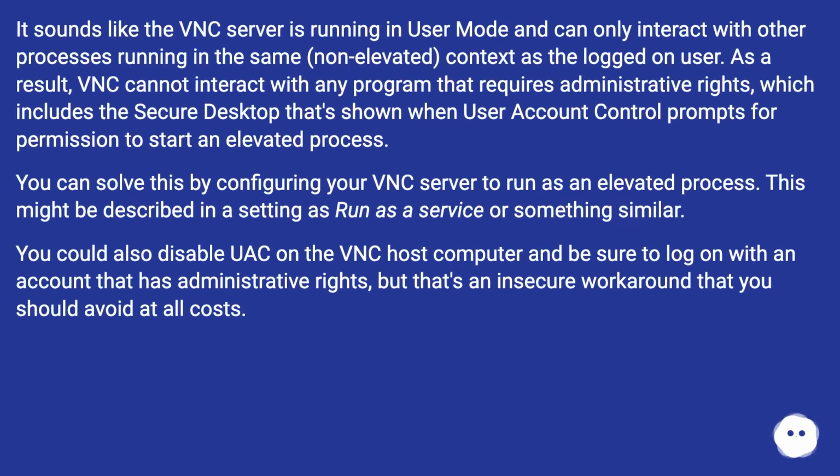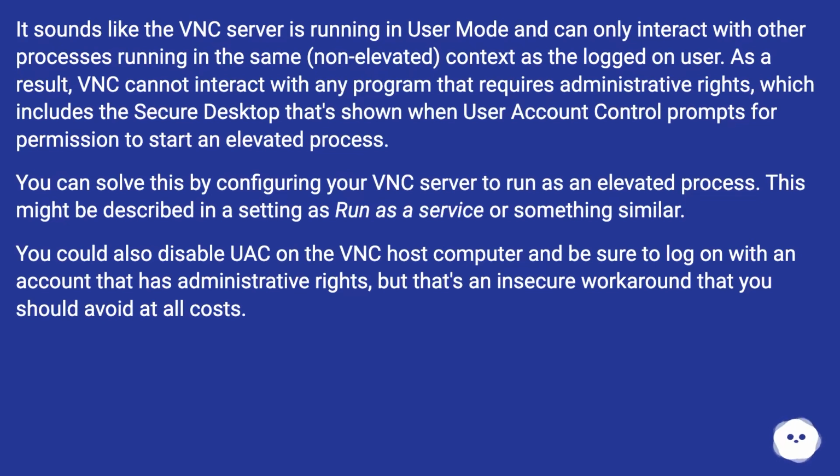It sounds like the VNC server is running in user mode and can only interact with other processes running in the same, non-elevated, context as the logged-on user. As a result, VNC cannot interact with any program that requires administrative rights, which includes the secure desktop that's shown when User Account Control prompts for permission to start an elevated process. You can solve this by configuring your VNC server to run as an elevated process.